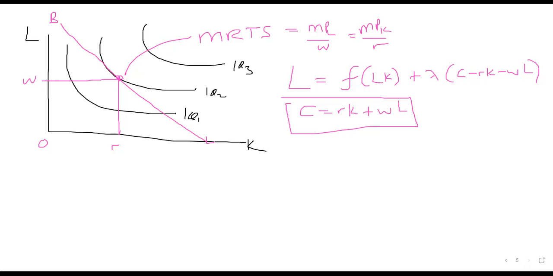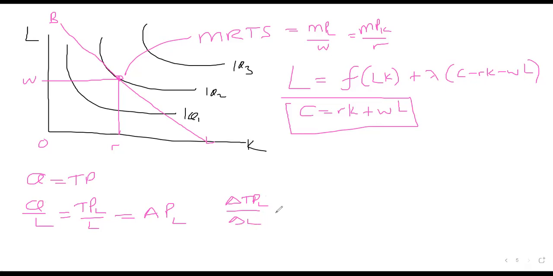Production has a law that governs it. So we've already established that our Q stands for the total product. So in terms of labor, if we divide our Q by L, simply the total product divided by the labor units, we call that average product of labor. If we find the change in total product over the change in the labor units, we call that the what? Marginal product of labor.